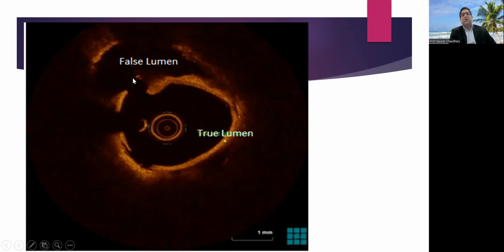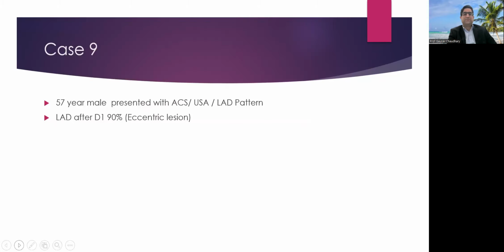So this is how many times the SCAD looks like, a spontaneous coronary artery dissection. There is one lumen, there is a flap, and behind this there is a false lumen. So we have to be very careful while we are taking the wire or OCT catheter across it, because many times it can extend the false lumen. So this is how spontaneous coronary artery dissections look like on OCT.